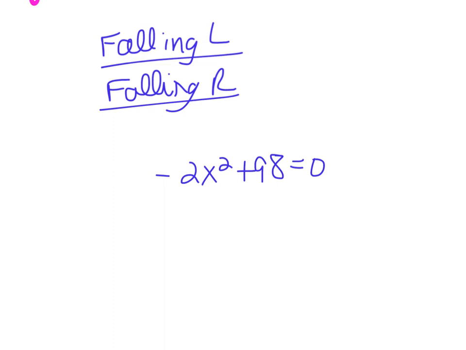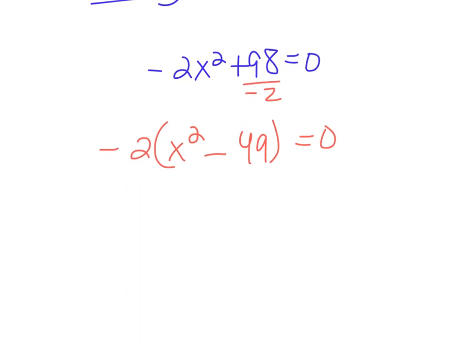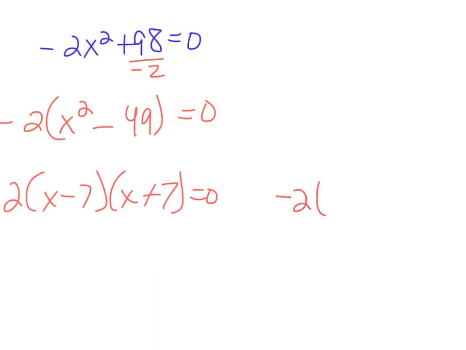What kind of a 2 can I take out of both negative 2x squared and positive 98? If I take out just a negative 2, there's no x with it, right? I'm left with x squared. If I divide this by negative 2, it's minus 49. Can I factor x squared minus 49? To x plus 7, x minus 7. Again, if you don't see this, some of you will. You'll say x minus 7, x plus 7 equals 0. Perfect.